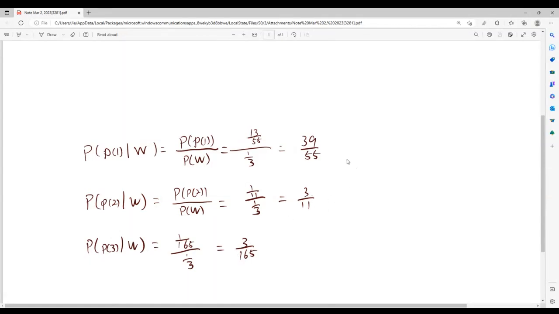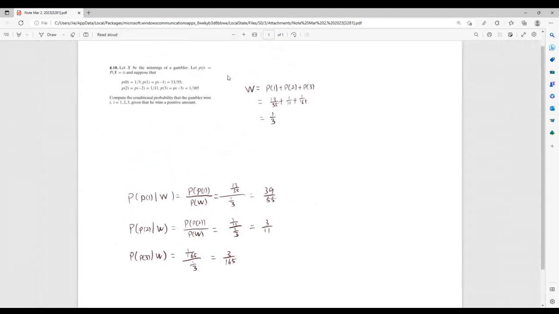Nice. Nice. Anyone has any questions? Yeah, I even like your notation. Probability of 1. That makes sense. Okay, thank you, Jie. Thank you.